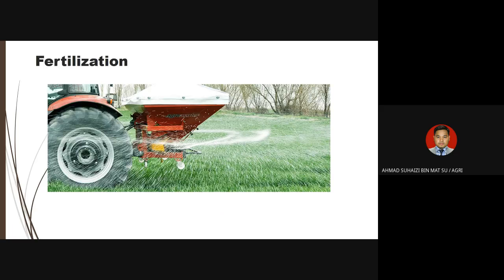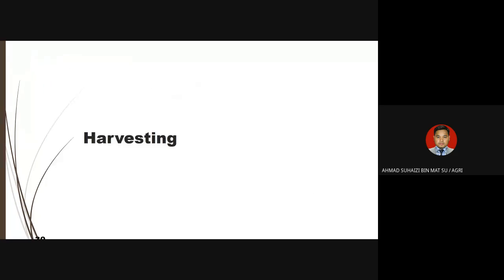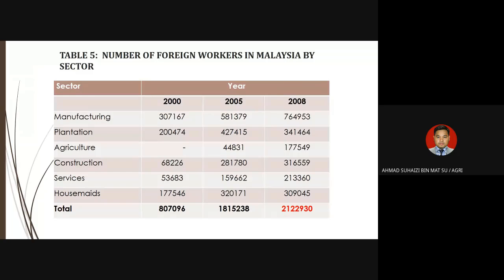Yeah. Another operation is fertilization. Okay, in oil palm, fertilization normally uses a spreader. So the spreader will follow the schedule set by the agronomic practices, and the fertilizer will be split into 4 times a year. Okay, and for harvesting, of course, you can see the number of foreign workers increasing by years, but not now. Yeah, now it's quite challenging.